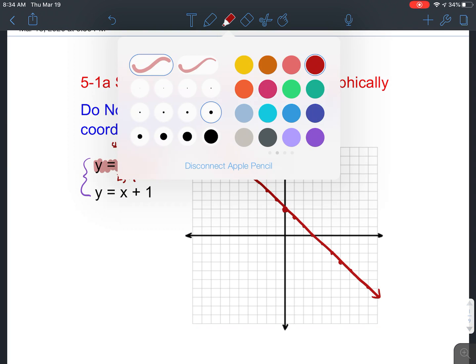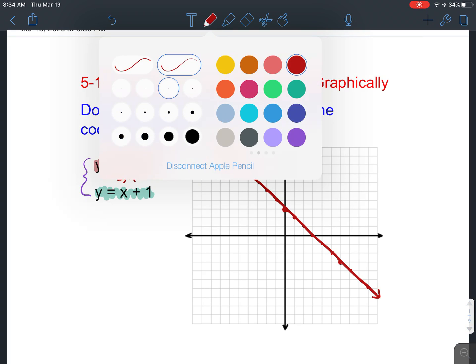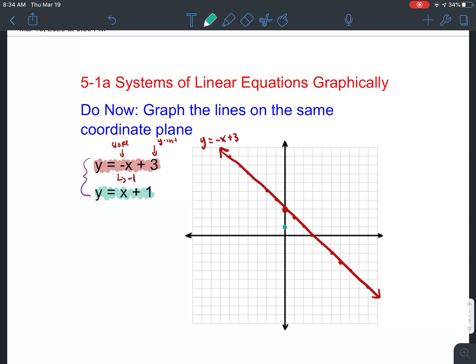Okay, so I'm going to do the same thing for the second equation. We know we have a y-intercept of positive 1. And we have a slope of positive 1. So that's up 1 over 1. All right.